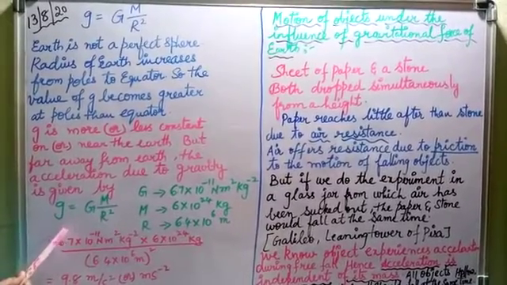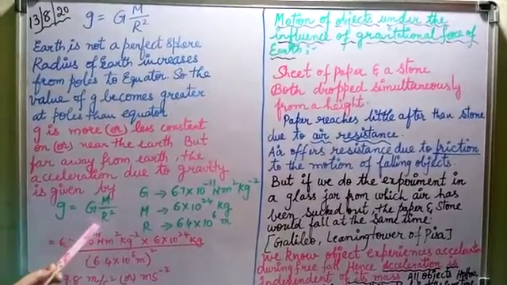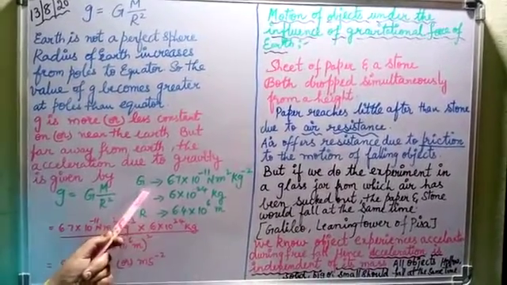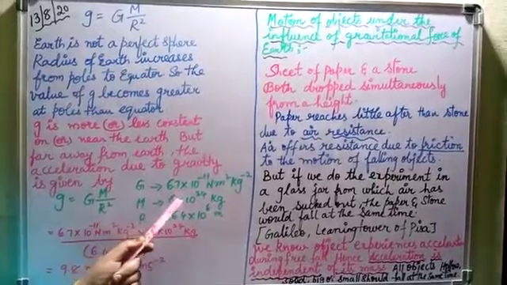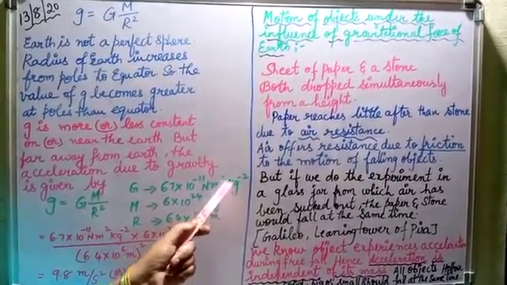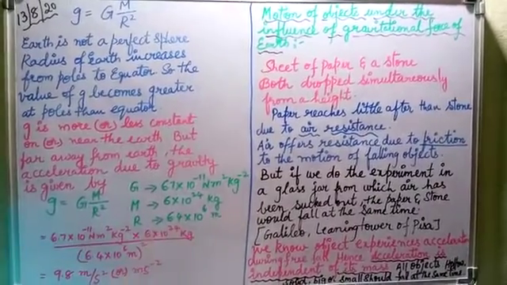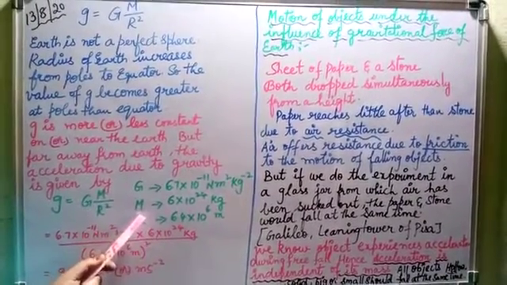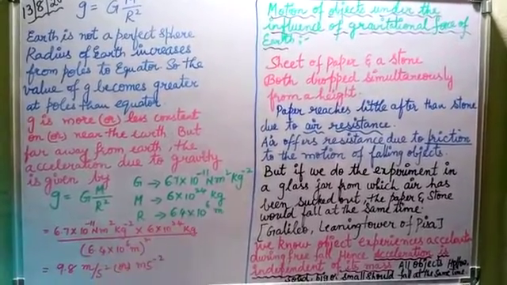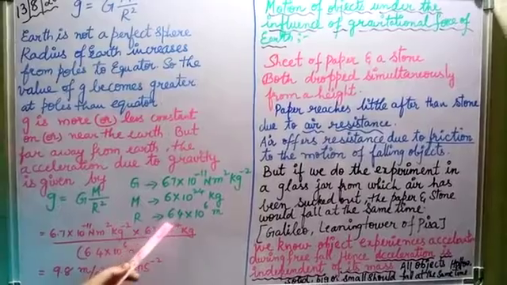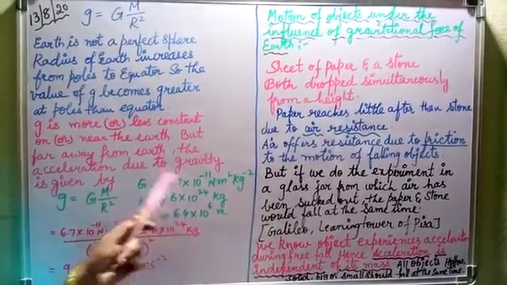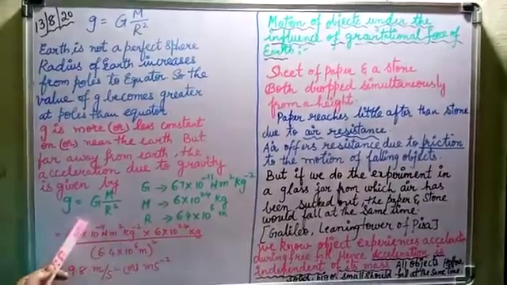Let us see now. We know the equation g is equal to GM by r square. The universal gravitation constant, capital G, is 6.7 into 10 power minus 11 newton meter square kg power minus 2. Capital M, the mass of the earth, is 6 into 10 power 24 kg. The radius of the earth is 6.4 into 10 power 6 meters. Now we need to substitute all these values in this equation.